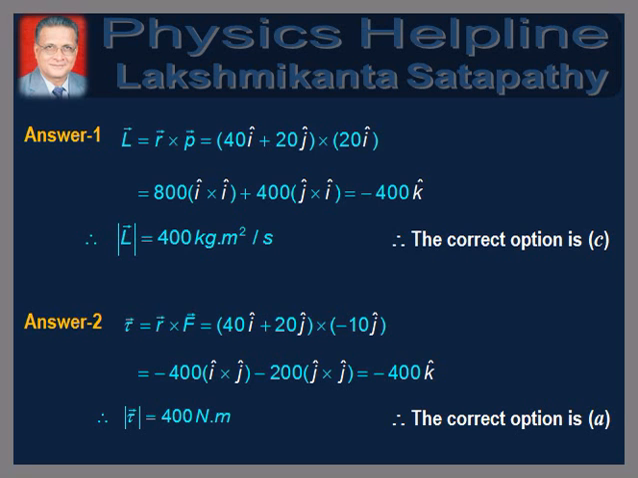Distributing the cross product, we get tau is equal to minus 400 into i cross j minus 200 into j cross j. Now i cross j is equal to k and j cross j is a null vector, which gives tau is equal to minus 400 k cap. Therefore, the magnitude of torque is equal to 400 newton meter. Therefore, the correct option is A.